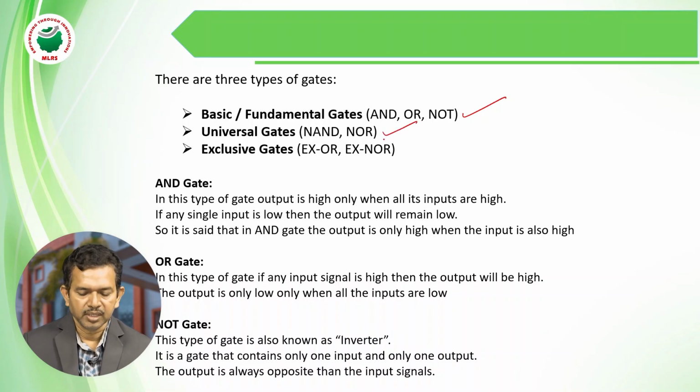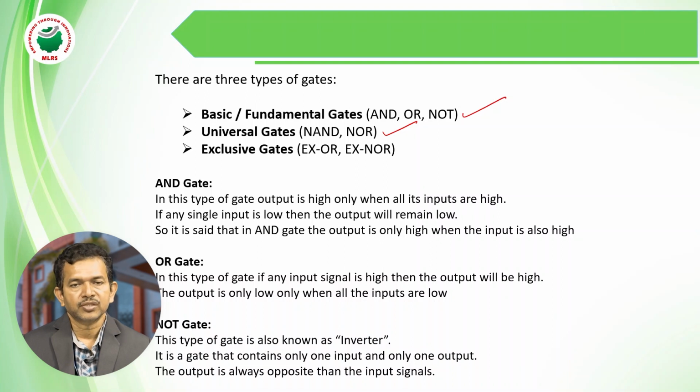Next, coming to universal gates, we can call them the NAND gate or NOR gate. These are the contrast to AND and OR. The universal gates come under NAND or NOR, and these two are the contrast to the AND gate and OR gate. So we consider the second category as the universal gates.